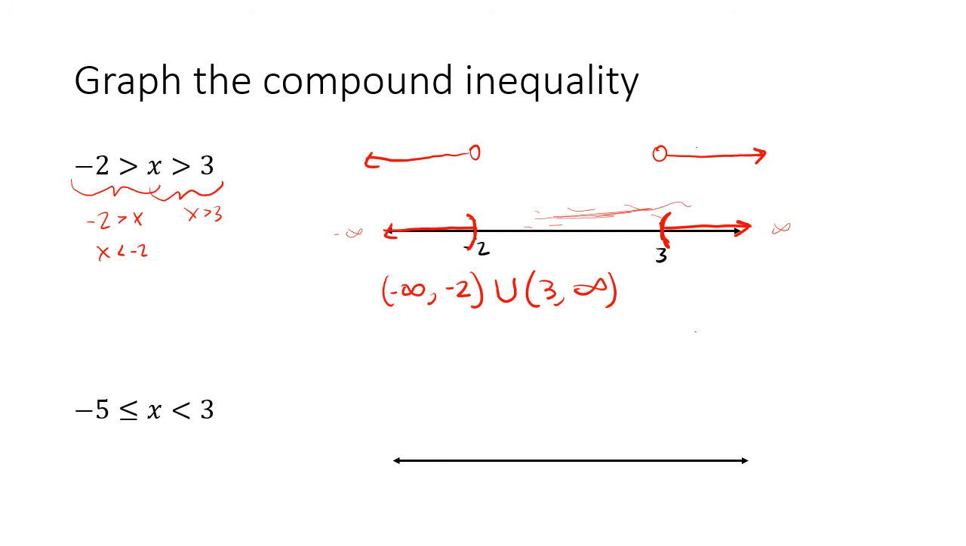All right, now this next one. -5 ≤ x < 3. Less than and. So this is a conjunction. And again, we can write this out as two separate things if that is how you prefer to think of it.